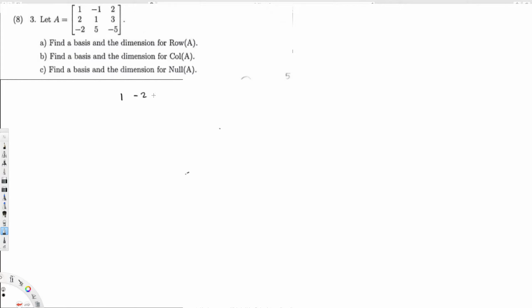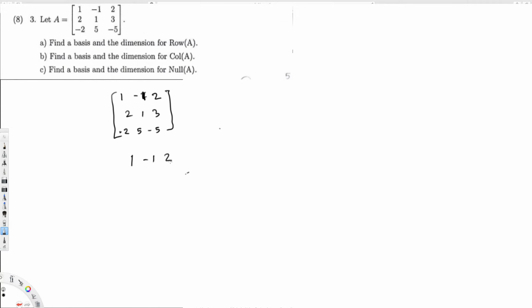So the matrix is 1, -1, 2; -2, 1, 3; and 2, 5, -5. So this is our A. The first thing I have to do is the Gauss-Jordan. To do that, I can multiply the first equation by -2 and add it with the second equation to eliminate the second row, first column. So let's do that one.